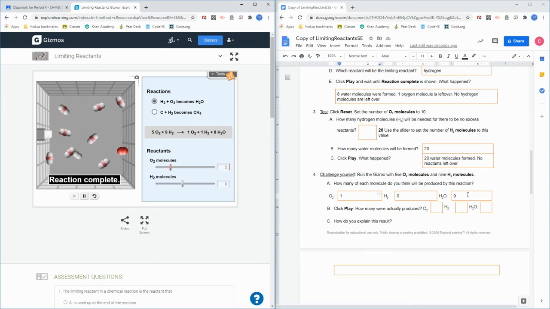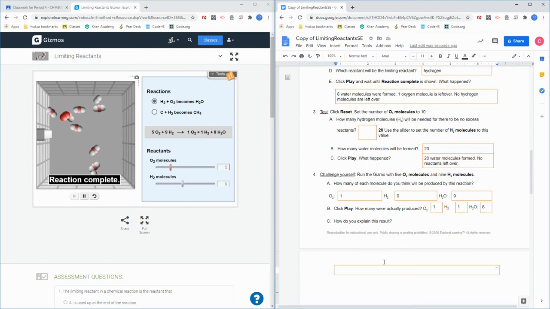And I was wrong, right? We only formed 8 waters, and we had 1 hydrogen left over. How many were actually produced? Oh, sorry, I shouldn't have changed my prediction. Well, how many oxygens were left over? 1. How many hydrogens were left over? 1. How many waters were made? 8. How do you explain this result?